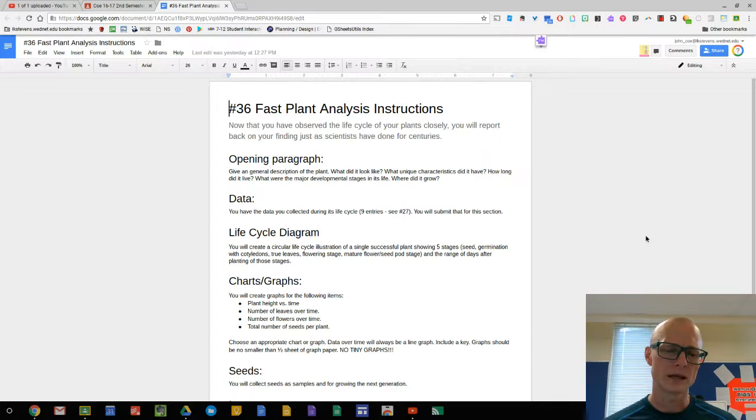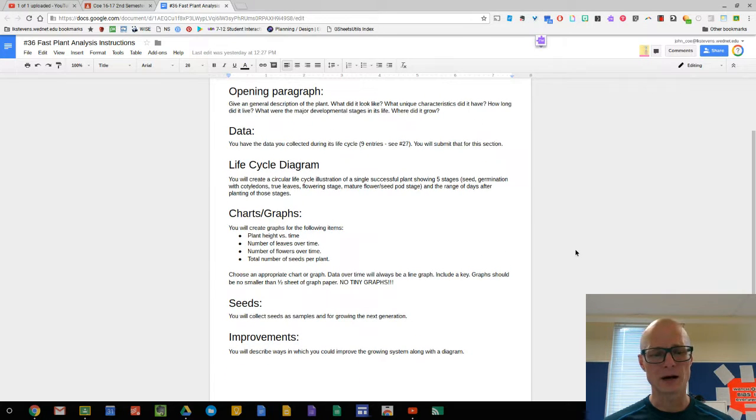And then you're going to collect seeds for each plant. We're going to harvest those and keep them in class to grow for our next generation. So I just need to know how many seeds each of your plants produced. And then at the bottom here, any improvements we could make over our growing systems. Some of them worked well, some of them didn't. It's the first time we've tried this method of styrofoam quads. The next time around, we want to be prepared to improve using the design process.